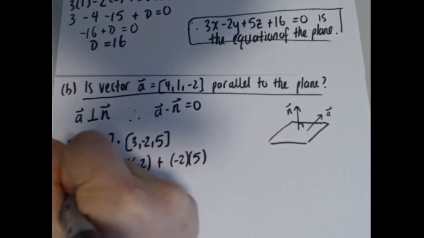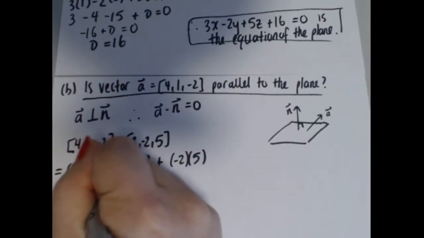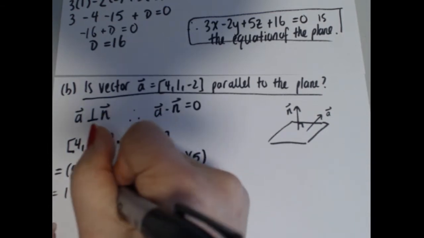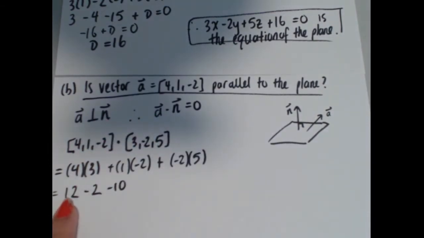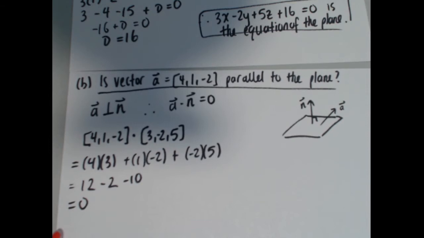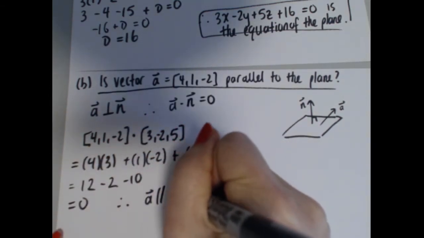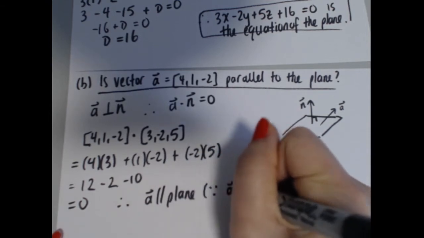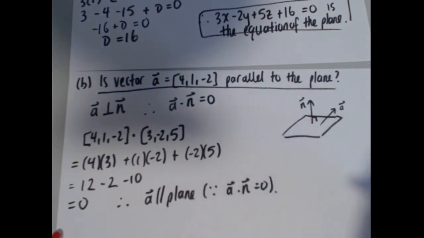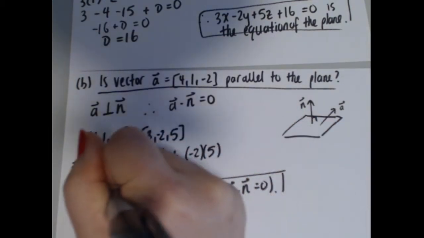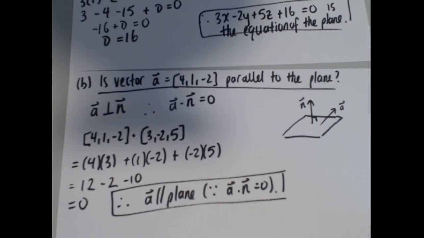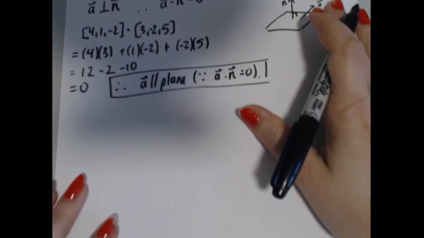All right, 4 times 3 is 12. 1 times negative 2 is negative 2. Negative 2 times 5 is negative 10. Okay, 12 minus 2, that's 10. 10 minus 10 is 0. Perfect. Okay, so since the dot product is 0, therefore A is parallel to the plane. And then we can just put here, since A dot n is equal to 0. Hopefully that's all right. Okay, so moving on to part C.